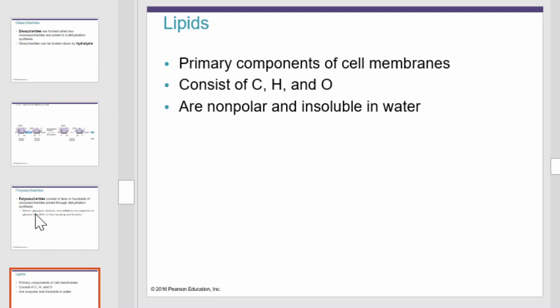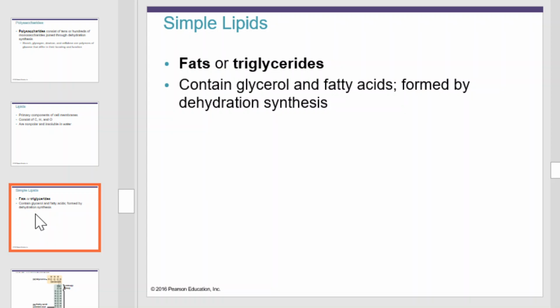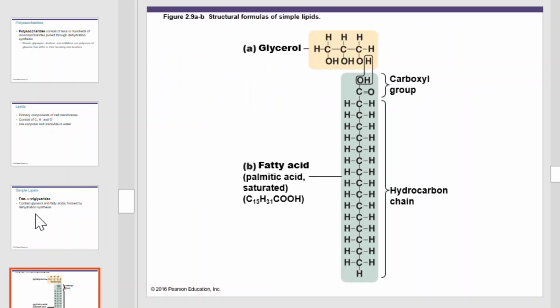Lipids. Primary components of cell membranes are lipids. Lipids consist of carbon, hydrogen, and oxygen, are nonpolar and insoluble in water. Simple lipids are referred to as fats or triglycerides, which contain glycerol and fatty acids formed by dehydration synthesis. This is an example of a simplistic lipid with a glycerol and a single fatty acid chain attached to it. If this was a true triglyceride, there would be 3 fatty acid chains attached, not just one.